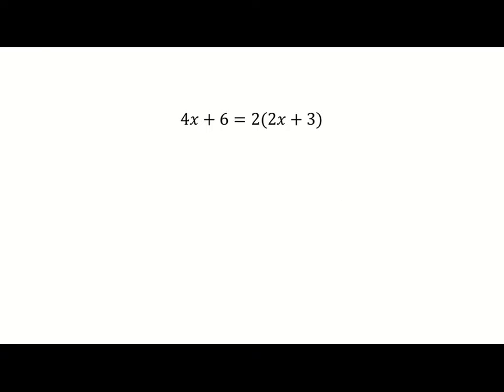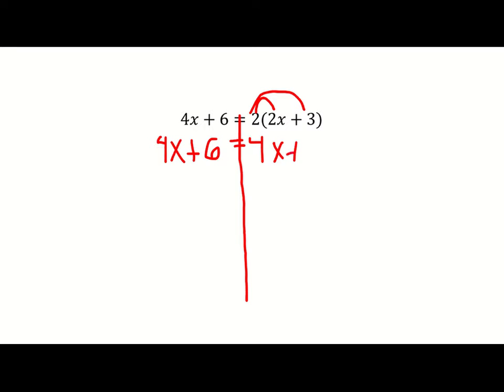Our first example is 4x plus 6 equals 2 times the quantity 2x plus 3. When I solve this equation, I'm going to solve it just like I would any other equation. I'm going to draw the line down the equal sign, and then I'm going to work on distributing the 2 on the right hand side to get rid of the parentheses. So on the left we would still have 4x plus 6, and that's going to equal, when I multiply out, 2 times 2x is 4x, and 2 times 3 would be 6.